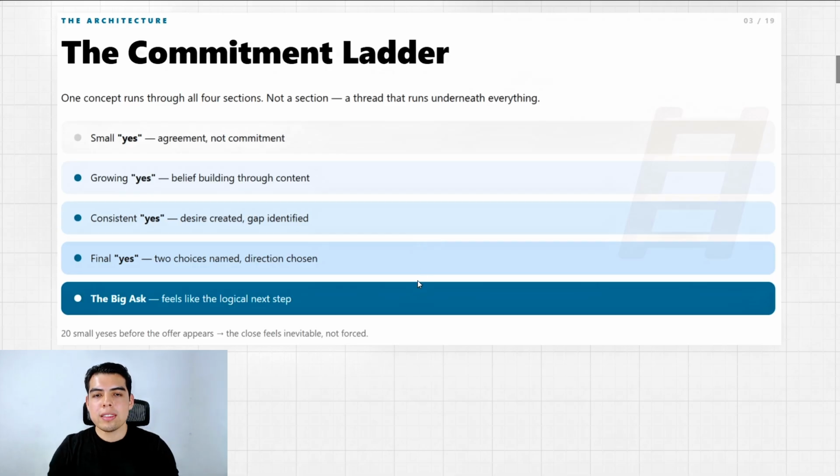Before we go into each section, there is one concept that goes through all 4 of them, and it's the commitment ladder. The commitment ladder is a sequence of small agreements you're getting from the audience throughout the entire presentation before you ever ask them to buy. A small yes first, then another yes, and then finally you do the big ask. If you go straight to the big ask, most people will say no, but if you collected 20 small yeses before the offer or the pitch appears, the close feels like the logical next step.